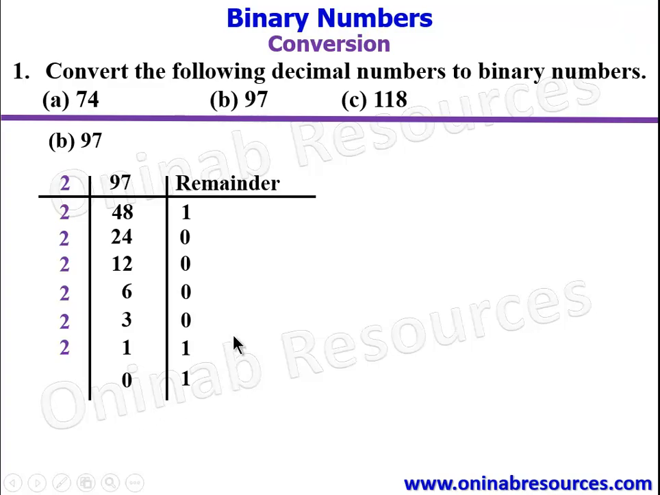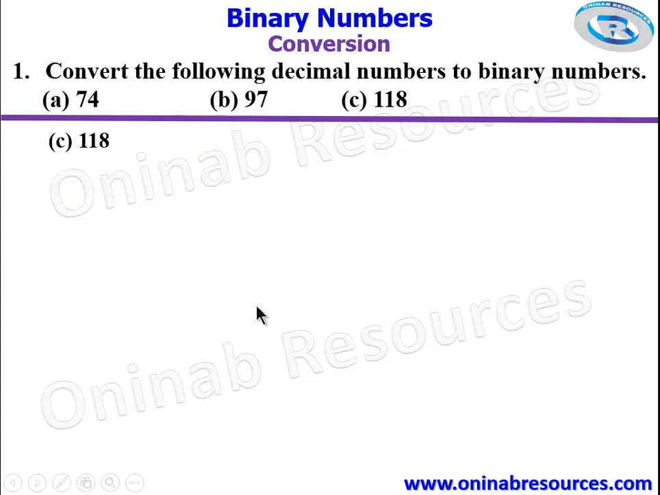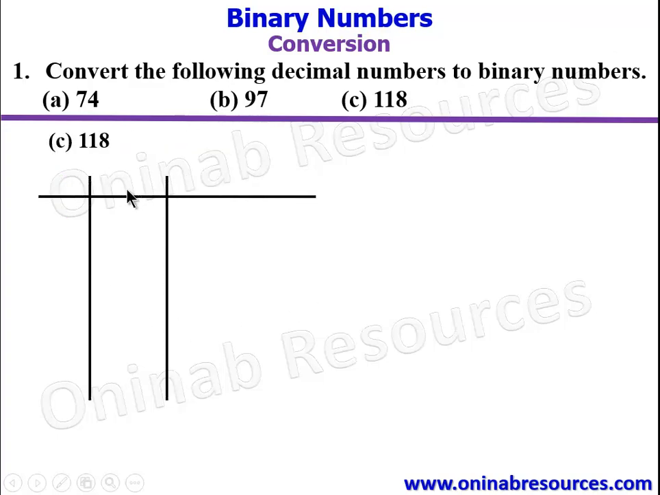In the same way, we read the remainders upward. That's giving us 1, 1, 0, 0, 0, 0, 1 base 2. And that's it for B. We then go to C. In the same way, we have 118 to be continuously divided by 2, and the remainder will be kept.